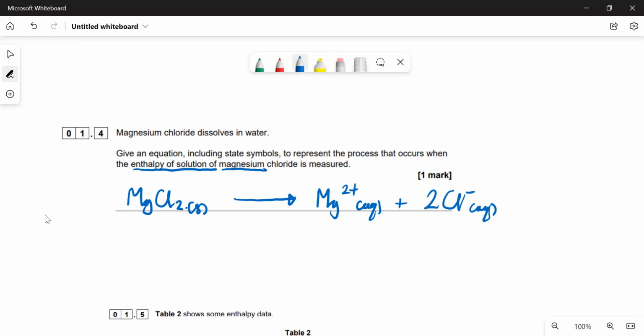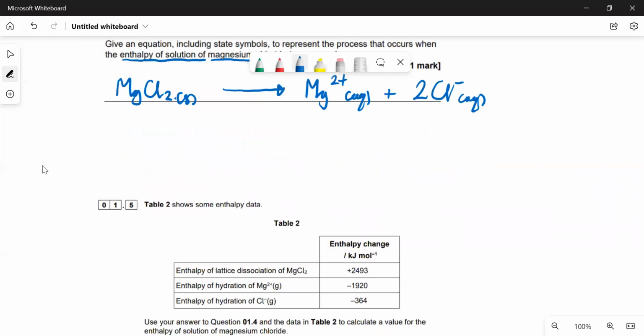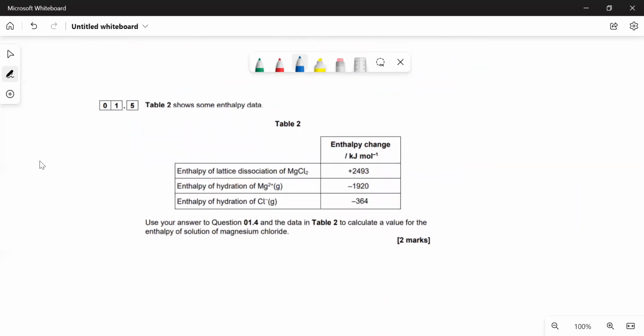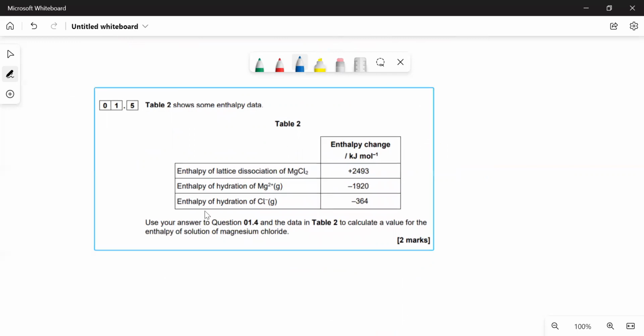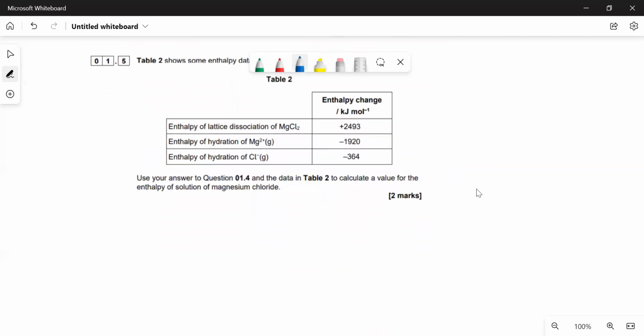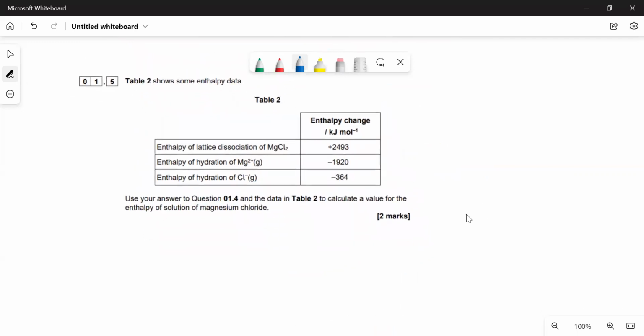Right. Table 2 now shows some enthalpy data. Use your answer to question 1.4 and the table to calculate a value for the enthalpy of solution of magnesium chloride. So, right, I'm going to write down that equation again here. So we've got magnesium chloride solid, and to dissolve it to form magnesium 2+ ions, 2 chloride ions.